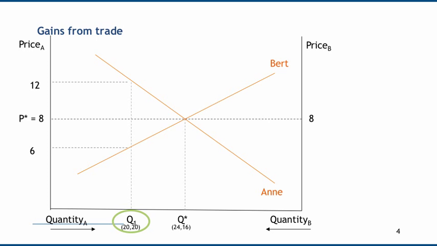It generates value. Trade slides each person along their marginal value curve up to where the values are equal, and this will deliver the equilibrium sustaining price, which in our case is 8 pence. Anne is moving down her curve, Bert is moving up his.